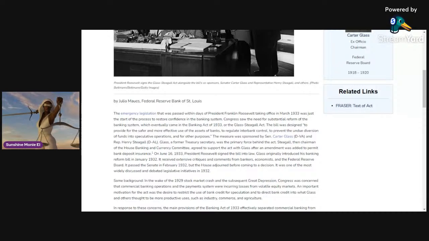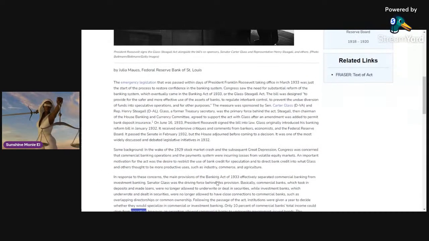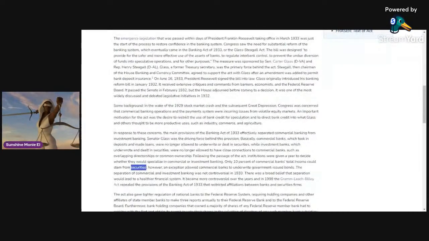Glass originally introduced his banking reform bill in January 1932. It received extensive critiques and comments from bankers, economists, and the Federal Reserve Board. It passed the Senate in February 1932, but the House adjourned before coming to a decision. It was one of the most widely discussed and debated legislative initiatives in 1932. Some background: in the wake of the 1929 stock market crash and the subsequent Great Depression, Congress was concerned that commercial banking operations and the payment systems were incurring losses from volatile equity markets.